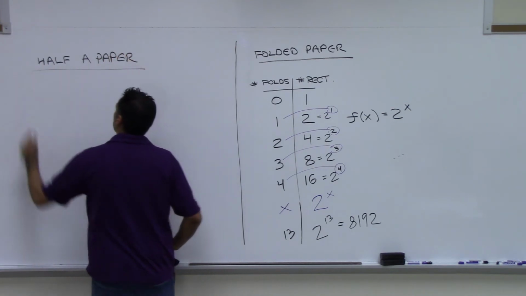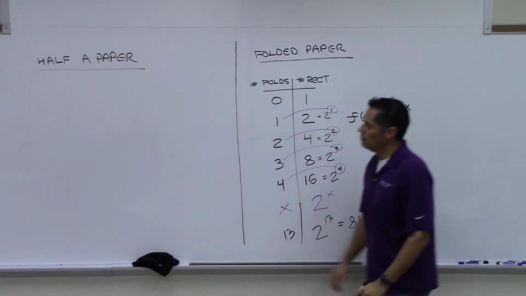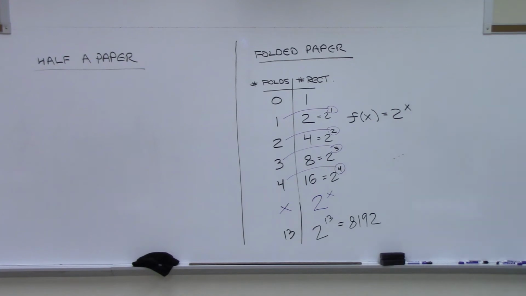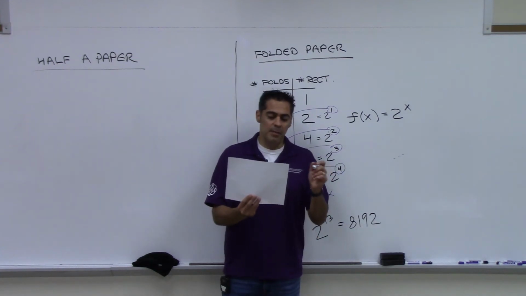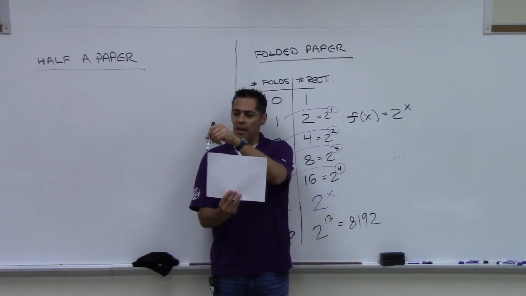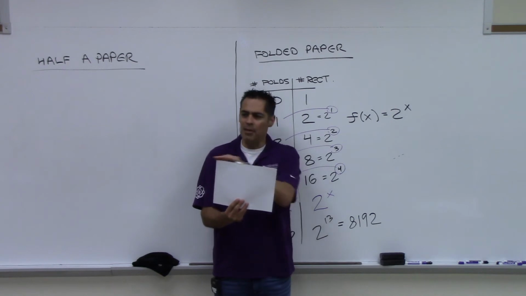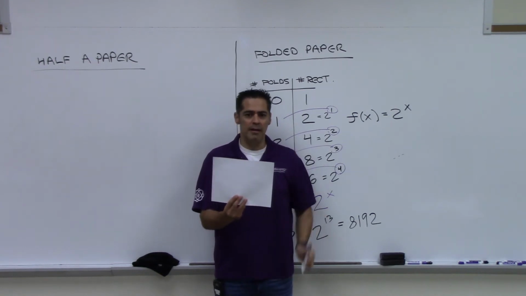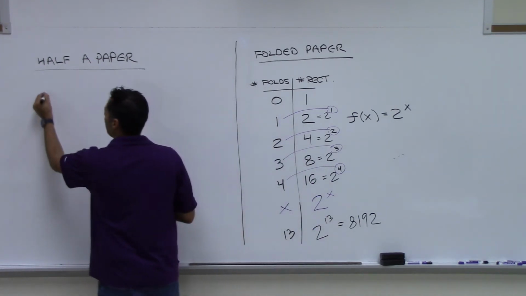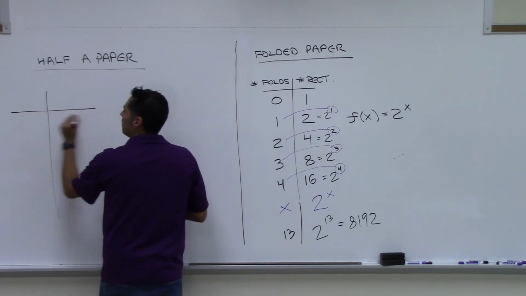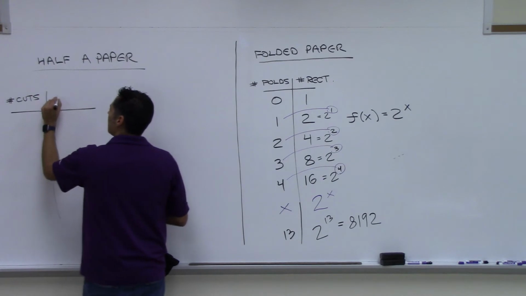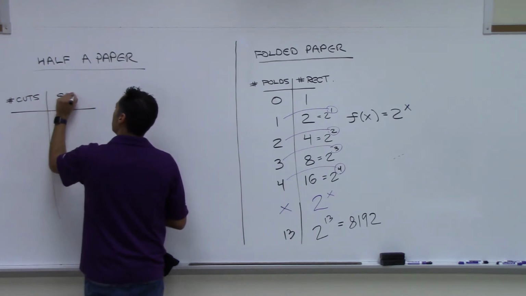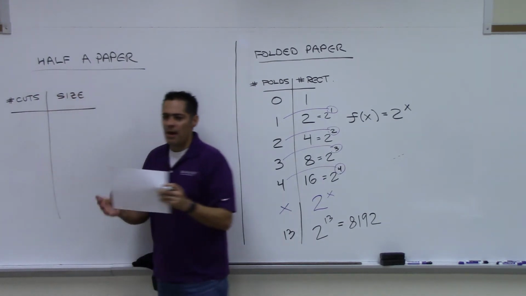I'm just going to call this the half a paper example. All right, so I'm going to start with a fresh sheet of paper here. And let's just say for demonstration that the distance from one end to the other is 1 foot. I know it's not, but let's just act like that's 1 foot, okay? I'm going to make a column here. This is going to be the number of cuts I'm going to make, and this is going to be the size of the paper.